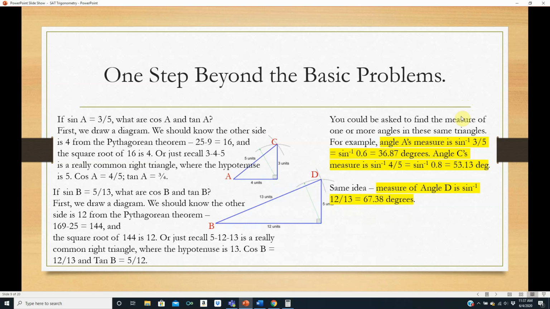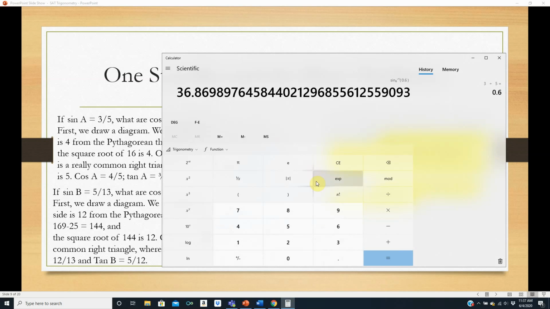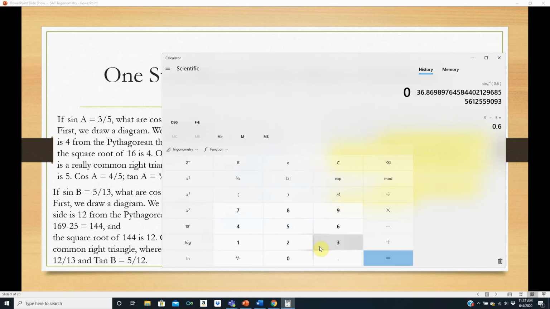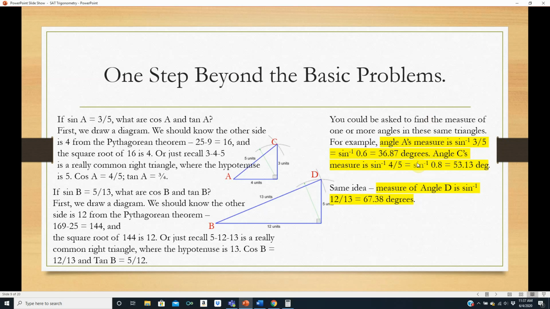And therefore, angle C's measure is going to be the inverse sine of 4/5, which is the inverse sine of 0.8, rather, not 0.08. So that's going to be trigonometry, and that's 53.13. Okay, so we know that's 53.13. Great, so we can figure out those angles.